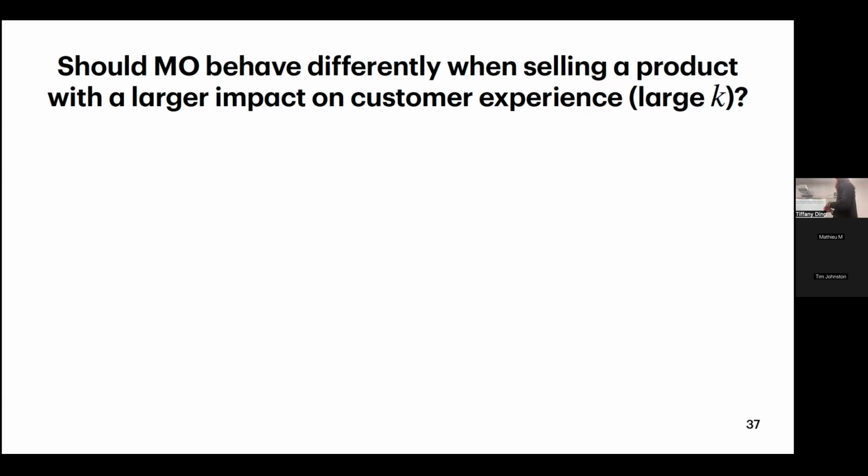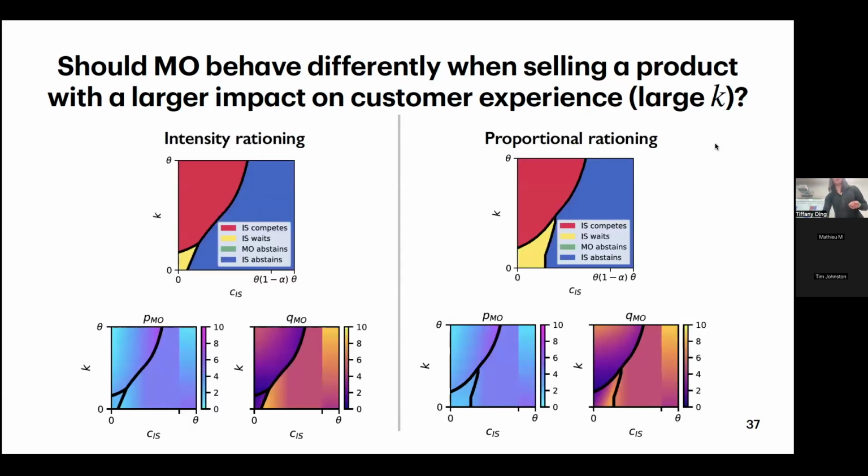So we're wondering, depending on the value of K, should the marketplace operator behave differently? These plots are showing, for different values of K, and the x-axis is the cost per unit to the independent seller. I would say the takeaway here is, when we look at the plot for the quantity that the marketplace operator finds it optimal to buy, it's increasing generally as K increases. So the marketplace operator is buying more inventory for products that have a bigger impact on customer experience.